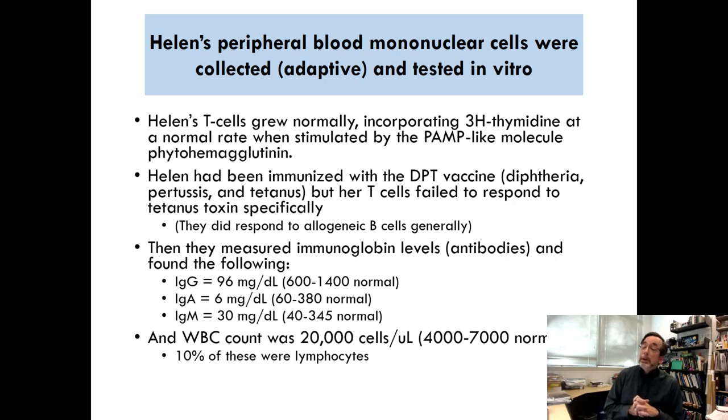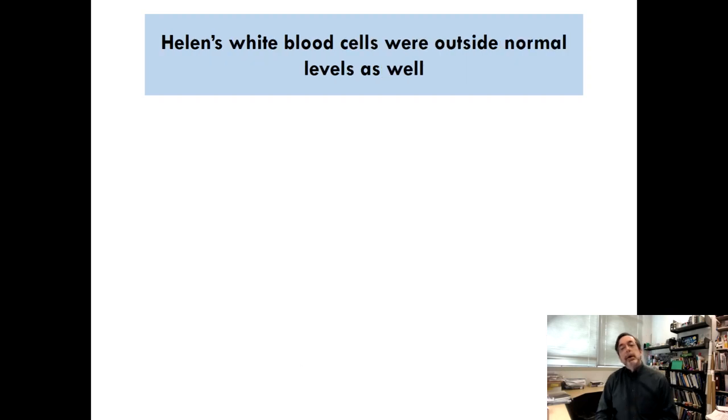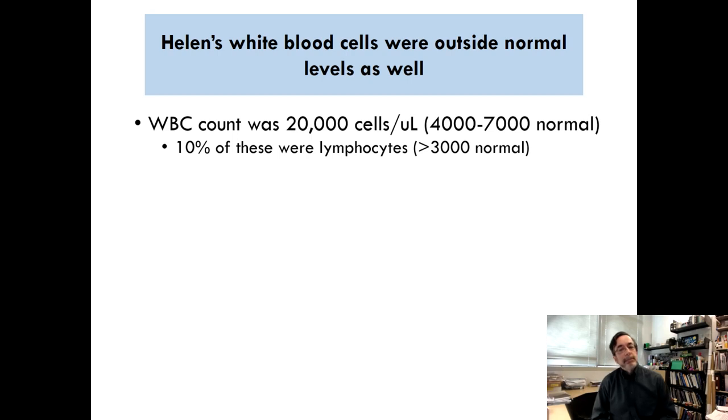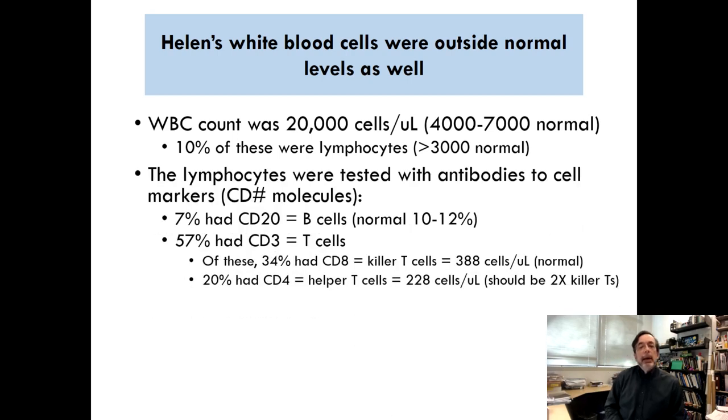Okay, so then you count the white blood cells. The white blood cell count was 20,000 as opposed to 4,000 to 7,000 that is normal. So make a note of how that fits into the normal range. And 10% of those were lymphocytes. So you look at the lymphocytes. So there were definitely outside normal levels when you look at that. About 3,000 is normal, so you can do the quick calculation of about where are you for white blood cells in general, and where are you for lymphocytes.